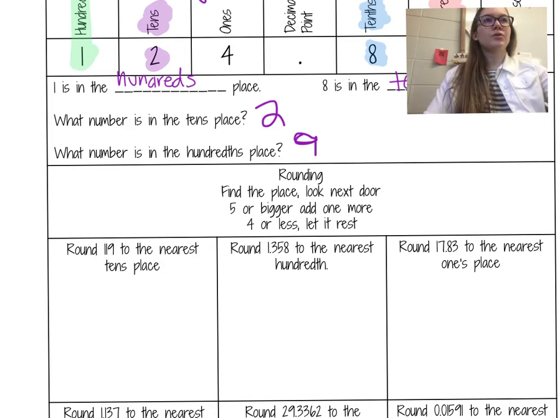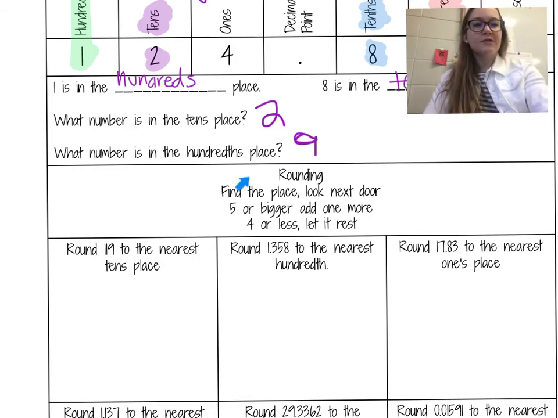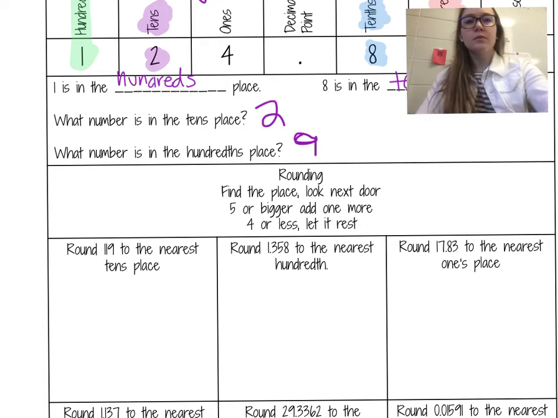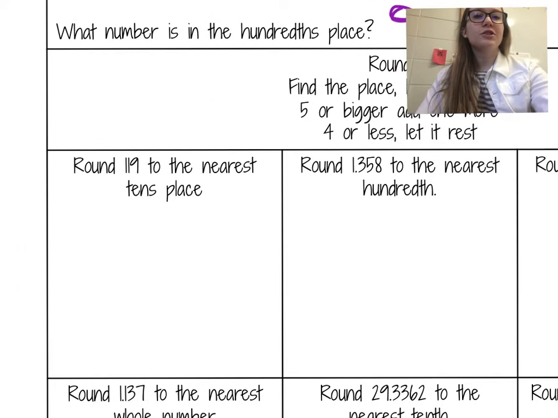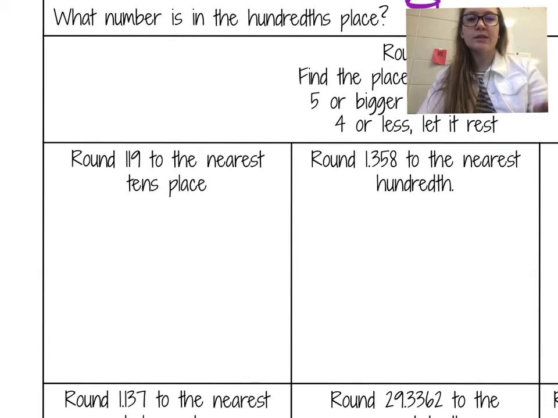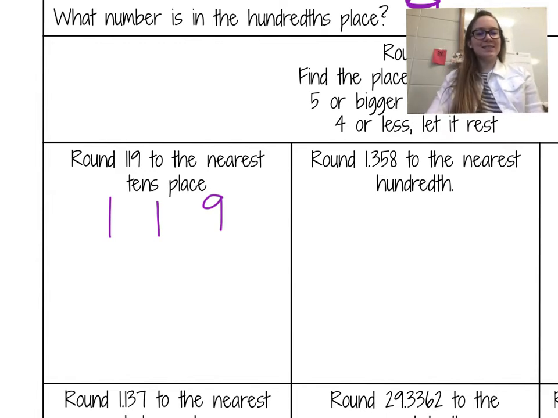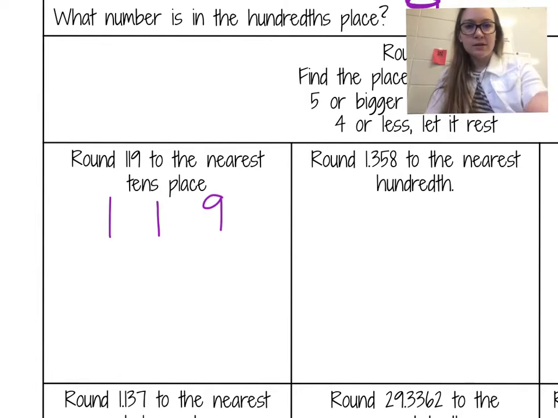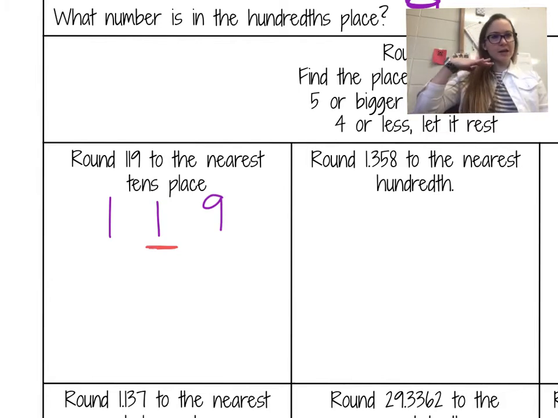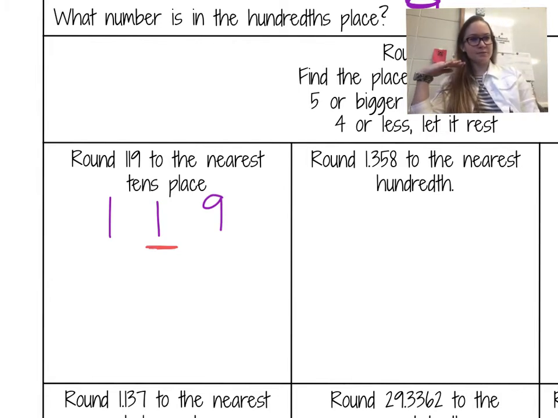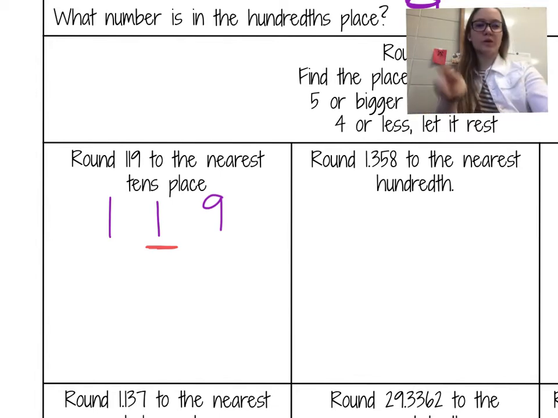So to remember how to round, there's a little rhyme. It says, find the place, look next door, 5 or bigger, add 1 more, 4 or less, let it rest. Okay? So round 119 to the nearest tens place. I'm going to rewrite the number. So 119. The tens place goes ones, tens. So I find my place. So I underline where that is. I'm rounding to the nearest tens. Okay? And I look next door. We look to the right.